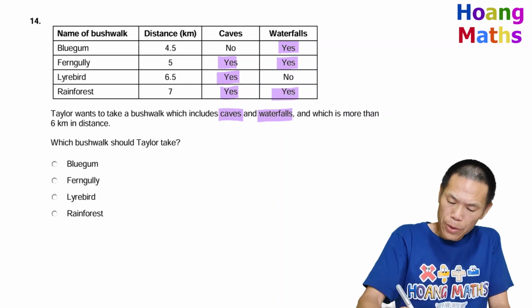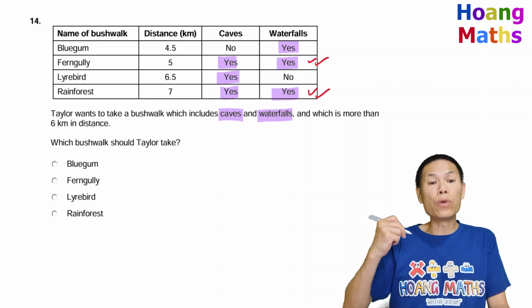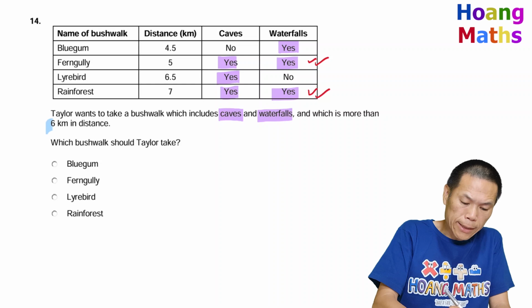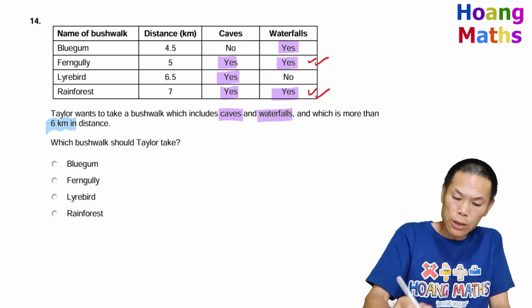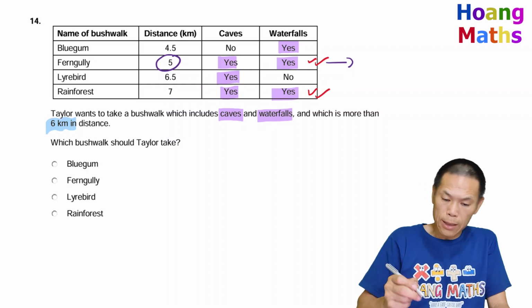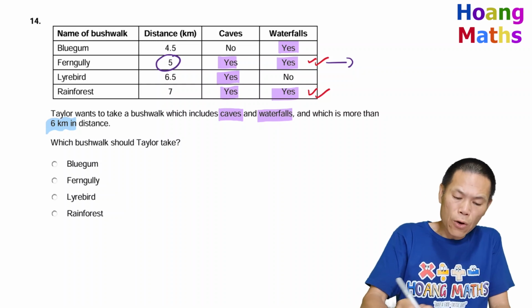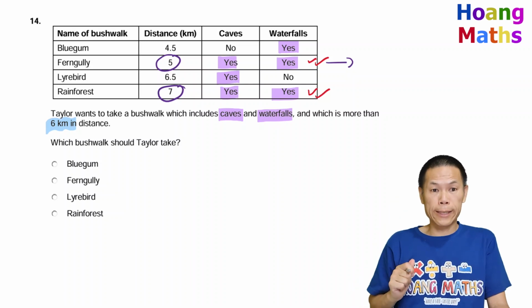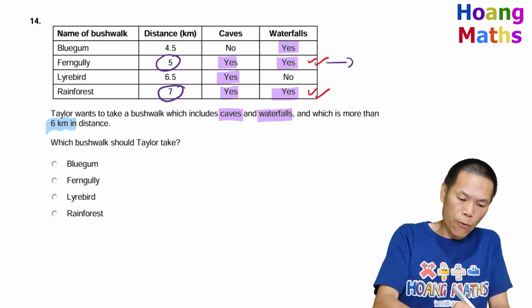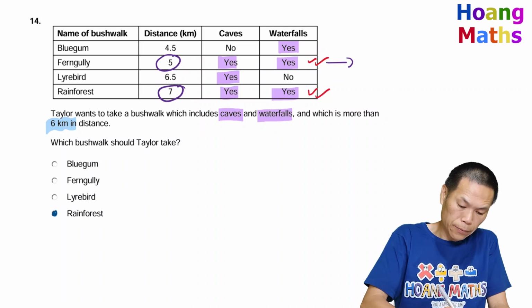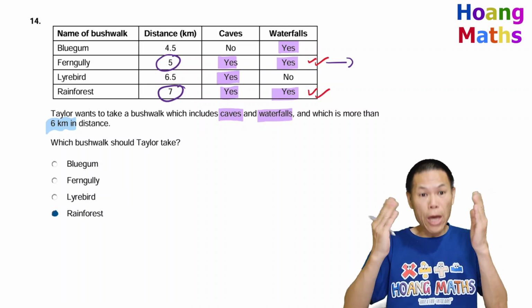So either this or this. Then we need to read further. It has to be more than 6 kilometers. So this one here, if we look at it, is only 5 kilometers distance. And for rainforest, 7 kilometers. So that is more than 6 kilometers. So therefore, the answer is rainforest. So there you go.